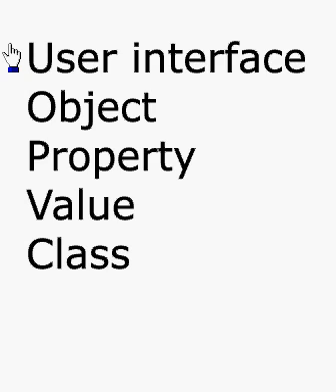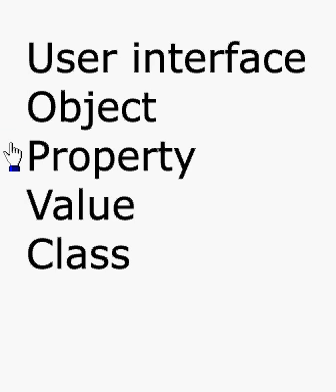The first term is user interface. The user interface is simply what you see when you run the program. The user interface consists of several objects. For example, it may contain buttons, pictures, and a box with text.